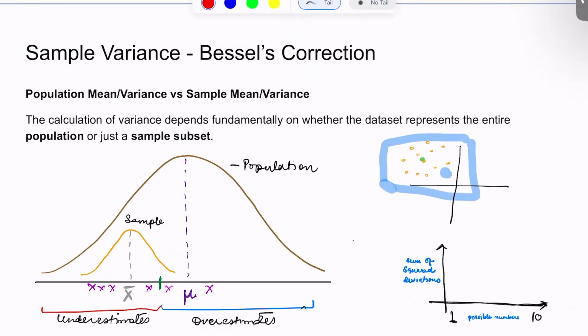So we know that variance is the expected square deviation from the mean. Now the question arises, which mean should we be considering? Should it be the sample mean or should it be the population mean? So let's say, for example, we have a distribution. The population mean is looking something like this, and x bar is the sample mean.